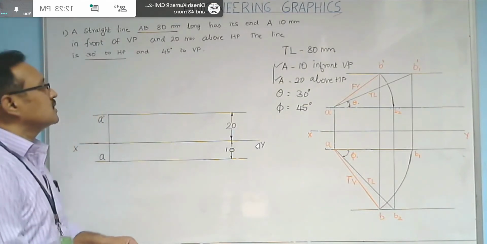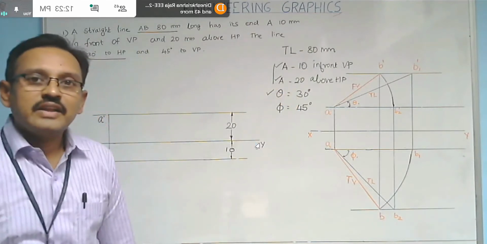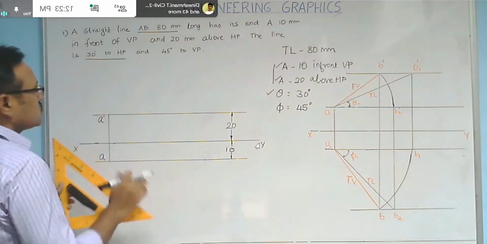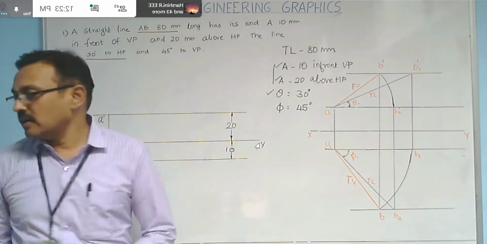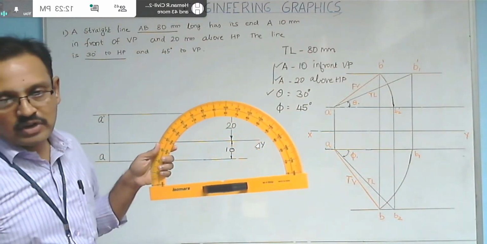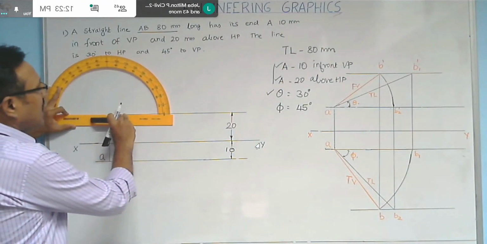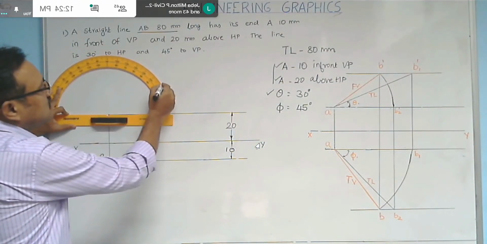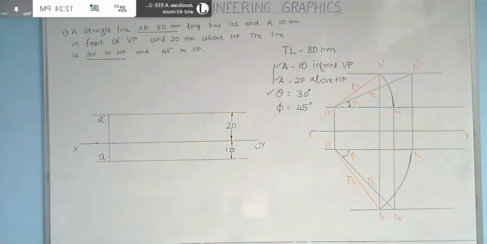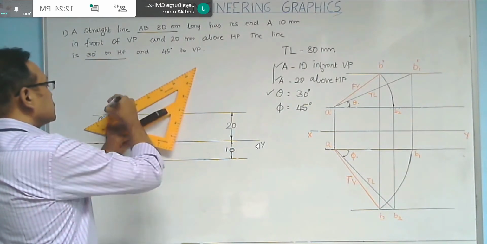Okay, right. So now you come to this. Theta is equal to 30 degree. The line is inclined at 30 degree to HP, so 30 degree to XY. Now from here I have to take 30 degree. So this is a protractor. You keep your protractor here and you take 30 degrees. And draw a line joining A dash with the point.